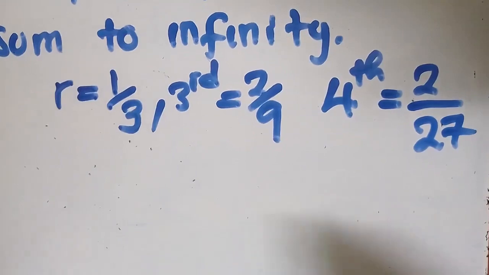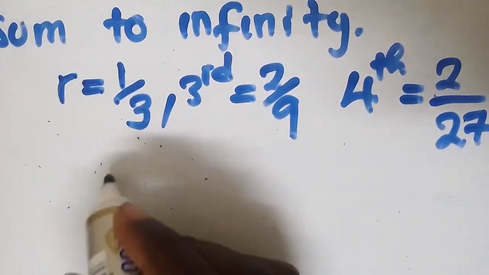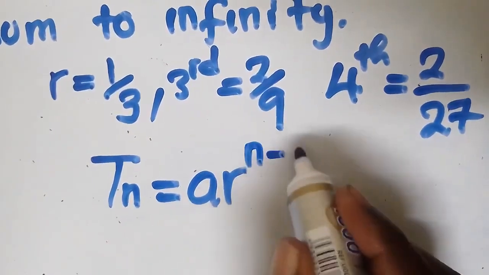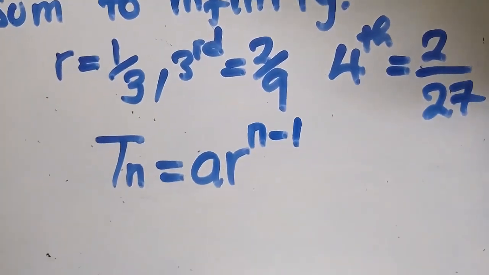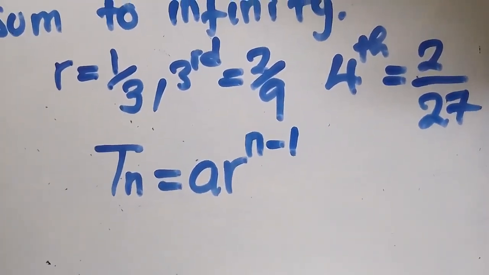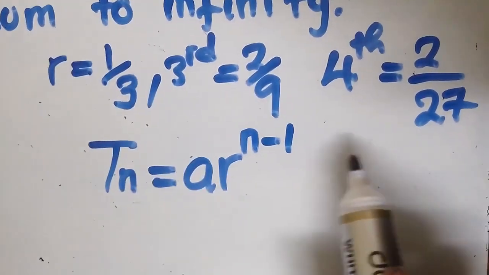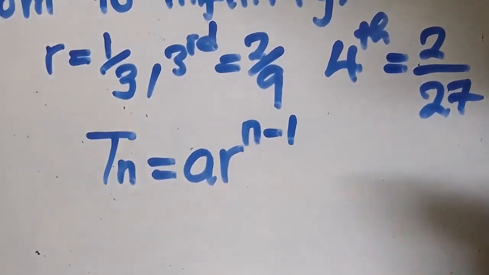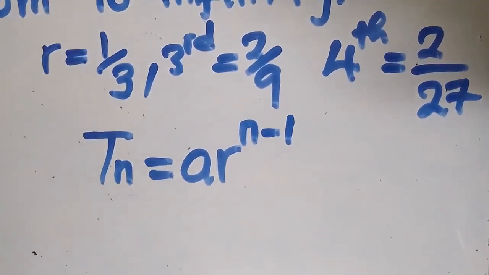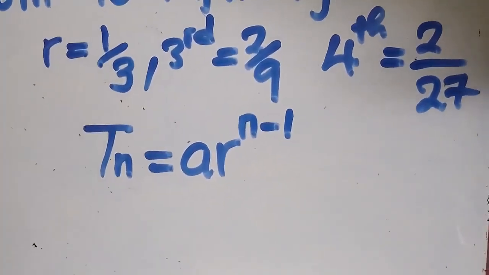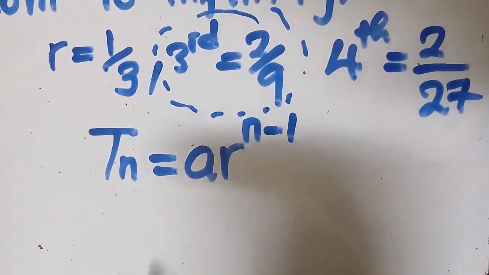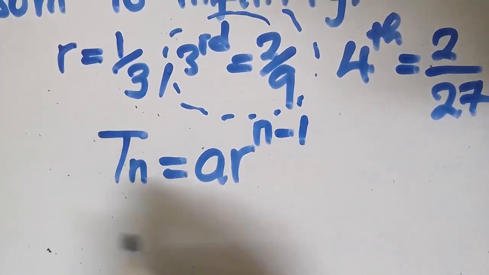How can I find the first term? We use the formula for the nth term: Tn is equal to ar to the power n minus 1. I hope we know this formula. We are going to use the values which are given to find the missing value. In other words, you use what is there to find what is not there. So we are going to use the third term.